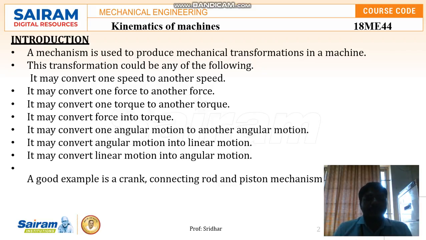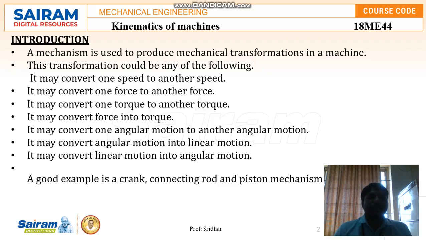How are the motions generated? The motions are generated with the help of the links. All the mechanical parts inside the machine are interlinked, or interconnected. Only then can we form one complete machine. So a mechanism is used to produce mechanical transformations in a machine.